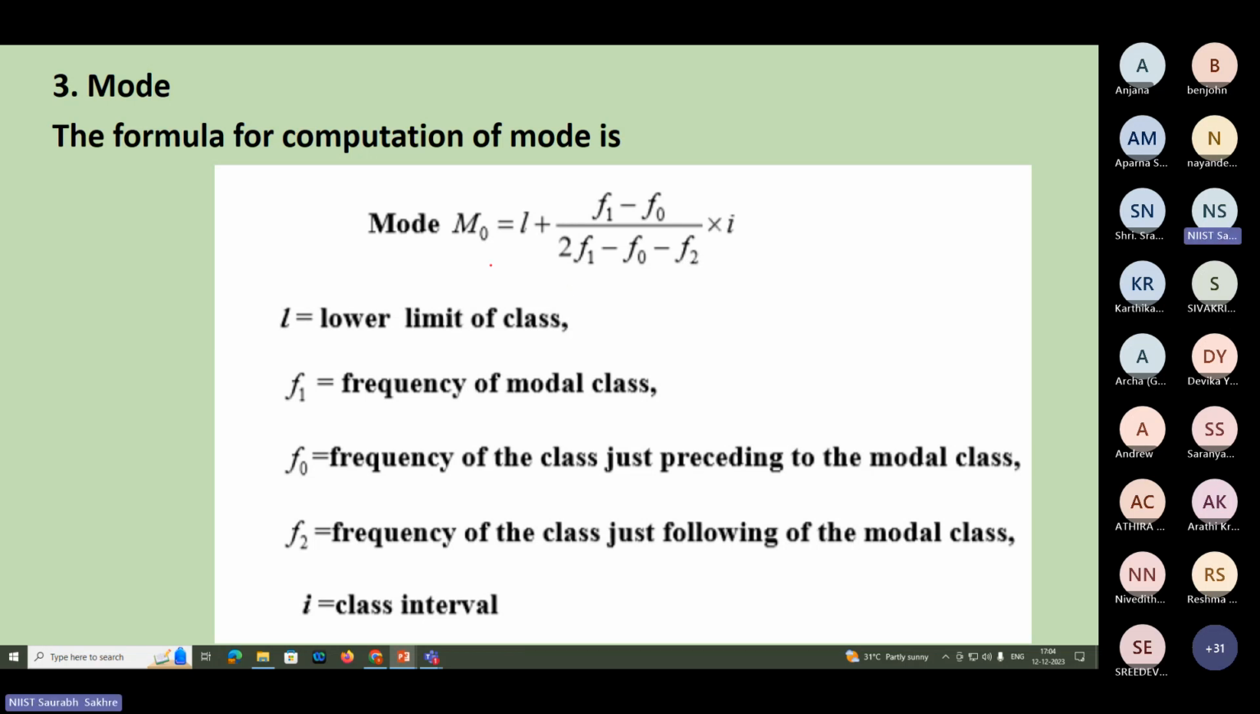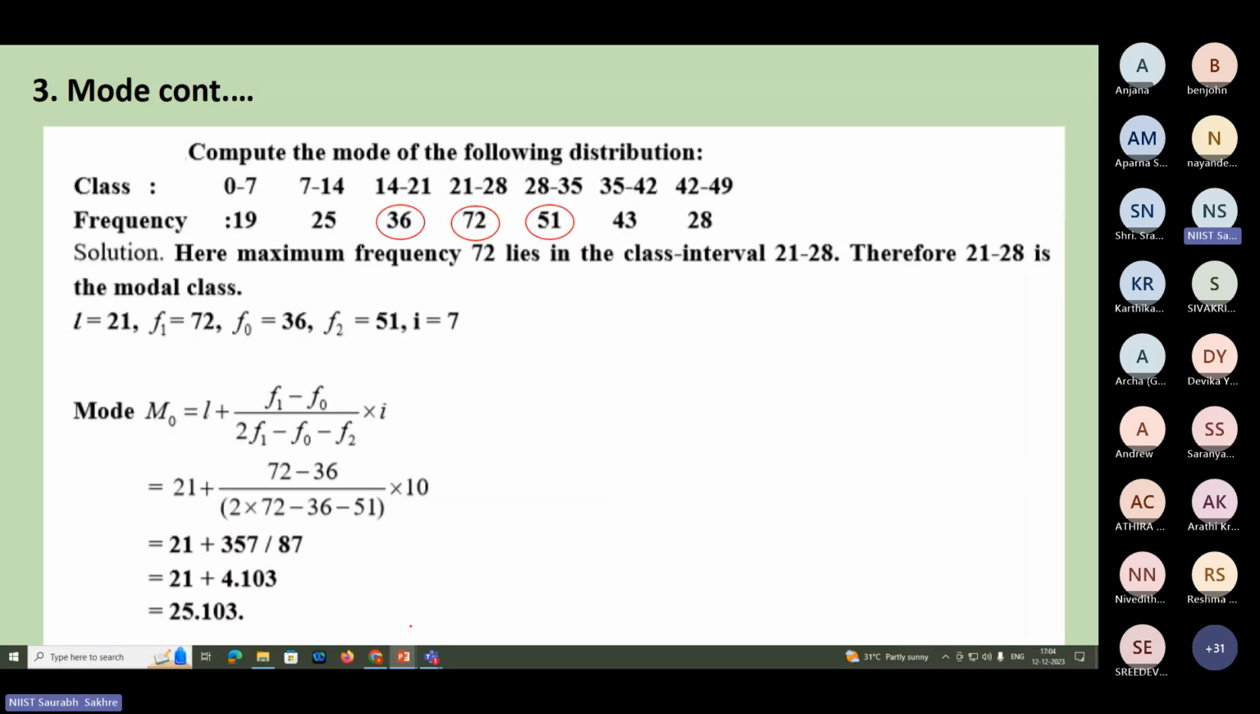The formula for mode is M0 equals L plus (f1 minus f0) divided by (2 times f1 minus f0 minus f2) into i. Here L is the lower limit of the modal class. f1 is the frequency of the modal class. f0 is the frequency of the class just preceding the modal class, and f2 is the frequency of the class just following it. And i is the class interval, the difference between the lower limit and the upper limit. Okay, now we will see one example.